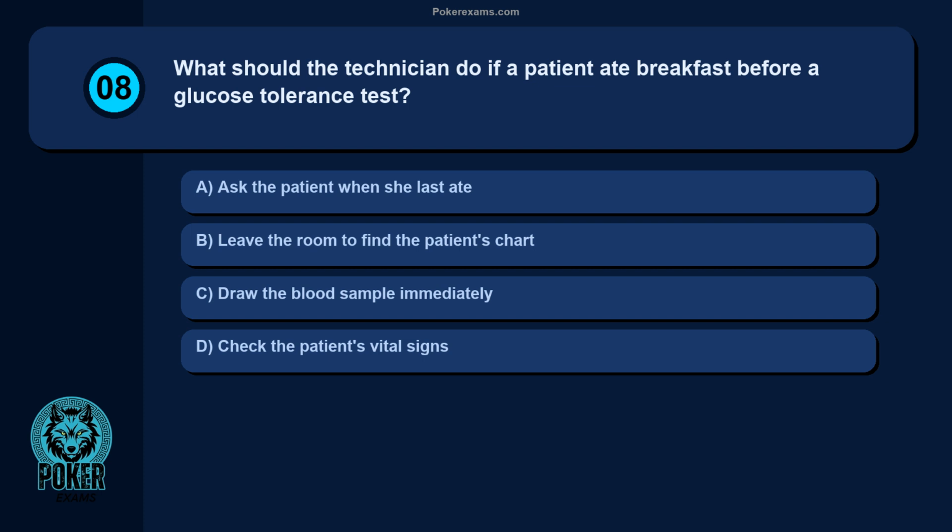Question 8. What should the technician do if a patient ate breakfast before a glucose tolerance test? Ask the patient when she last ate. Leave the room to find the patient's chart. Draw the blood sample immediately. Check the patient's vital signs.